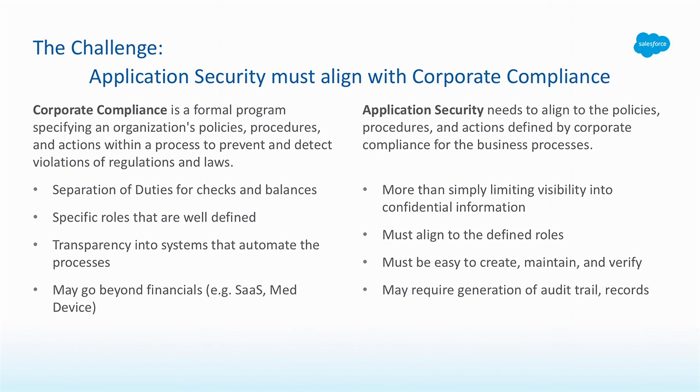Okay, good. So just to kind of back up for a minute, what led us to this was the fact that as we were addressing this, setting up permission sets, setting up those things, started becoming more and more and more complex, and we started running into some kind of recurring themes. And again, just as a background, corporate compliance is basically the formal programs specifying how the policies, procedures, and actions within a process are in place to prevent or detect violations of regulations and laws. How are we actually compliant, what do we need to do in the real world to actually not break any rules and get our jobs done?